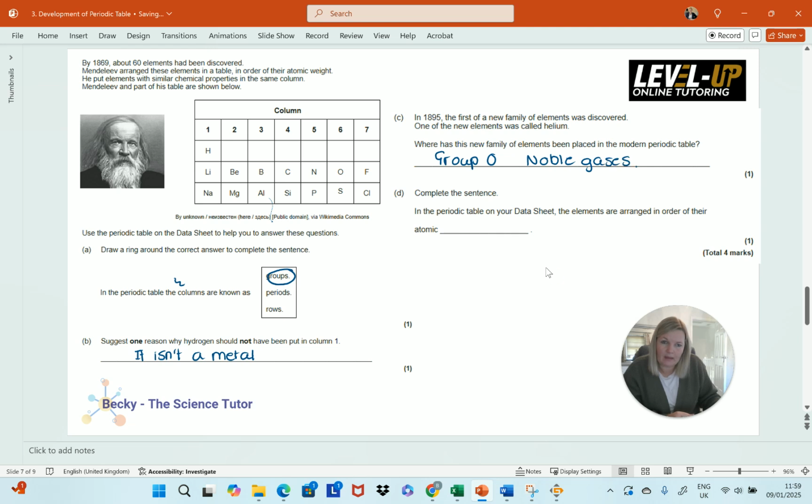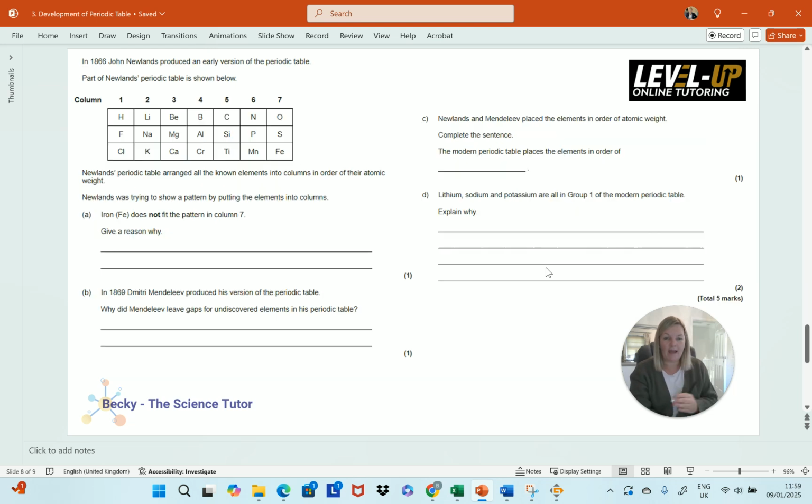And the final question, in the periodic table on your data sheet, the elements are arranged in order of their atomic number. So this now, the modern periodic table, is arranged in order of their atomic number. Remember, that's their proton number. When we didn't know about the existence of protons, we couldn't put them in that order. Yeah, so the proton number, remember, defines what element it is that we're looking at.